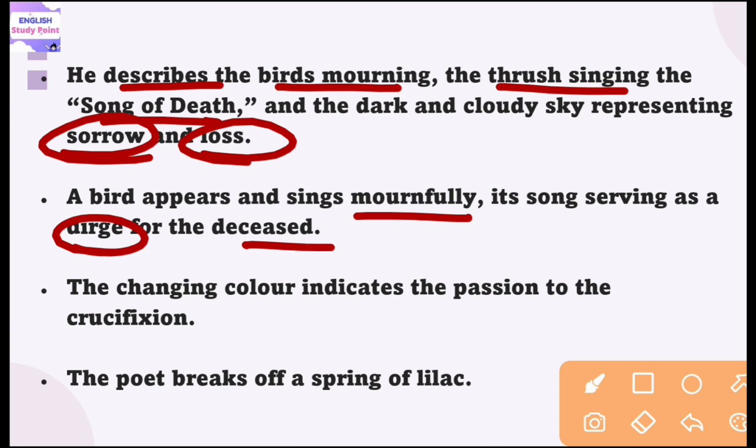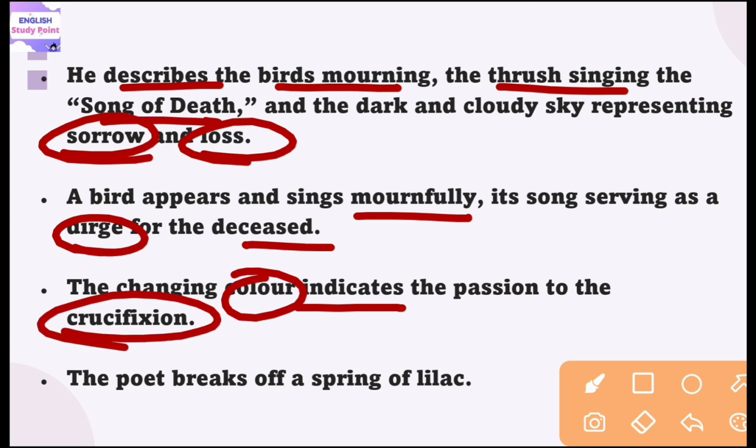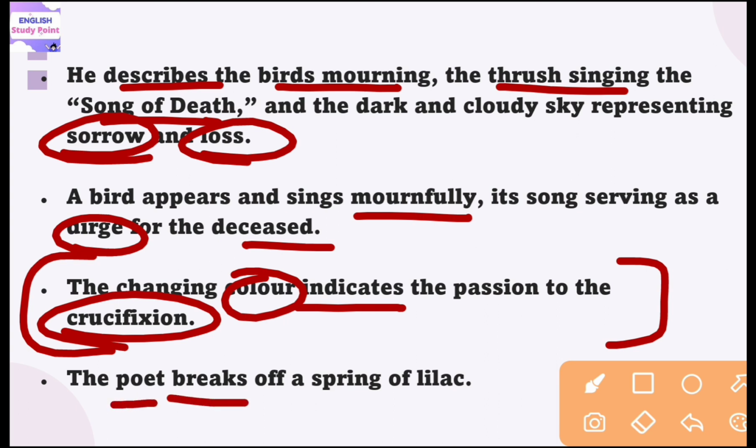The changing color of the lilac flowers indicates the passion, the crucifixion. Crucifixion means execution of a person by nailing or binding them to a cross. This particular sentence indicates a kind of comparison to Lincoln's death. Then the poet breaks off a sprig of lilac. So here he performs this action in remembrance of Abraham Lincoln.